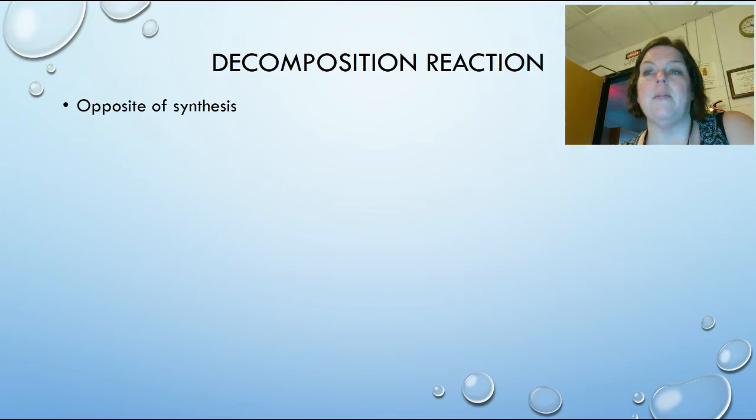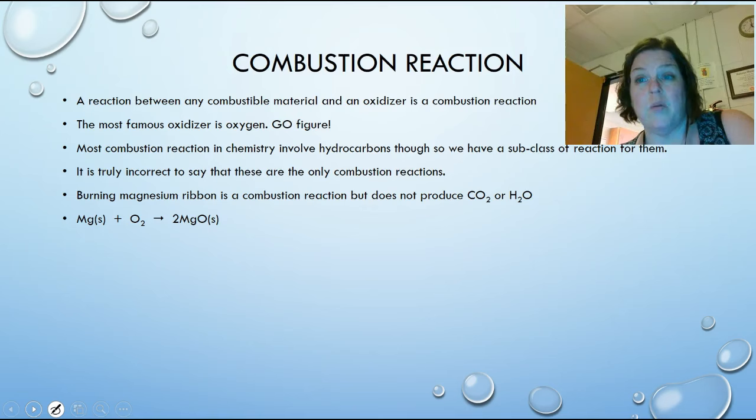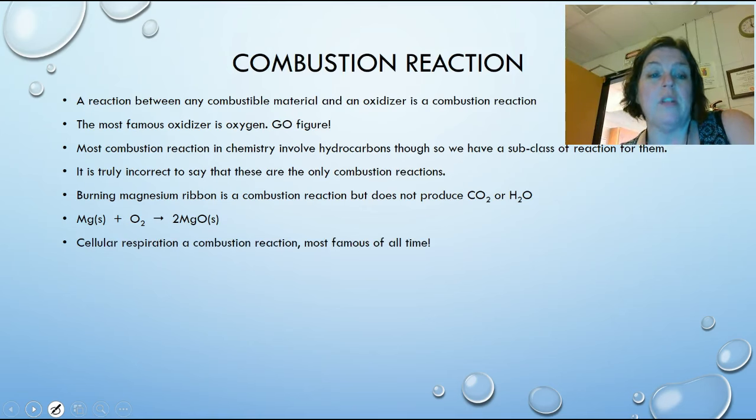So magnesium ribbon burning in oxygen does not produce carbon dioxide and water, because there's no carbon or hydrogen available to make carbon dioxide or water. Instead, it makes magnesium oxide. We've seen this happen. But this is truly combustion. We would classify it as synthesis because we were trying to make things simple, but it could also be classified as a combustion reaction. Cellular respiration, on the other hand, is the most classic form of combustion reaction of all time. It happens in our bodies all the time.